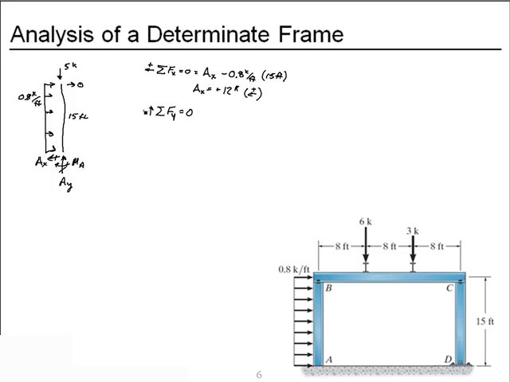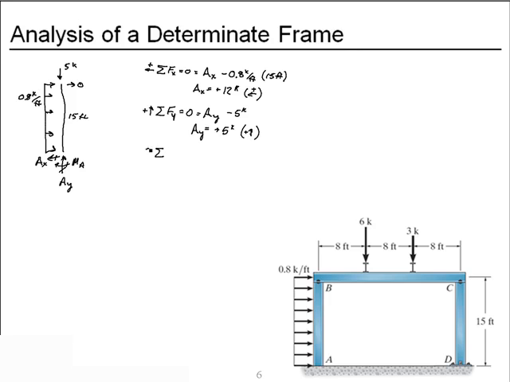Now let's sum forces in the y. We'll choose up as positive. AY minus 5 kips up at B. And so AY is a positive 5 kips. Its reaction is up. Now let's sum moments.